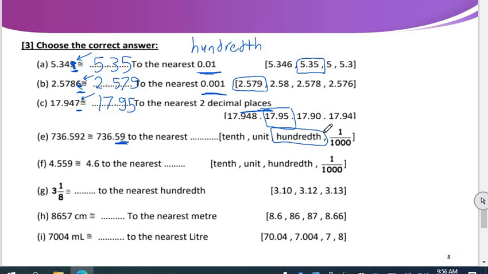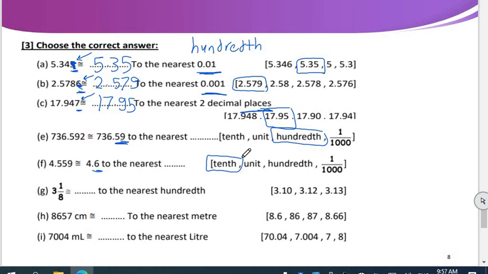Okay, letter F. 4.559 approximated to 4.6 to the nearest what? Who can say? In here we have how many digits after the decimal point? Just 1, 6 only. So it is to the nearest tenth or unit or hundredth or 1 over 1000? Super, tenth, because we have 1 number only after the decimal point.